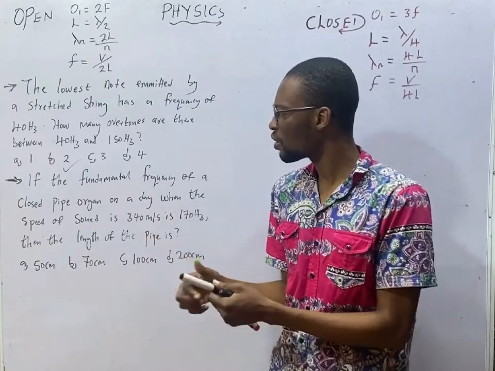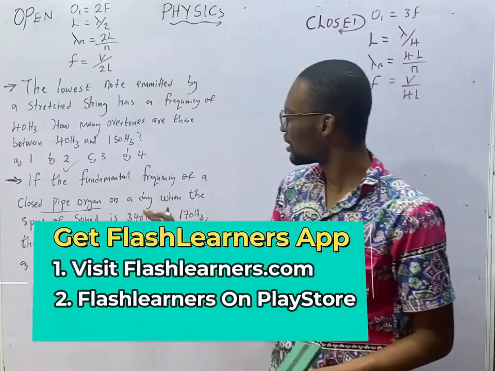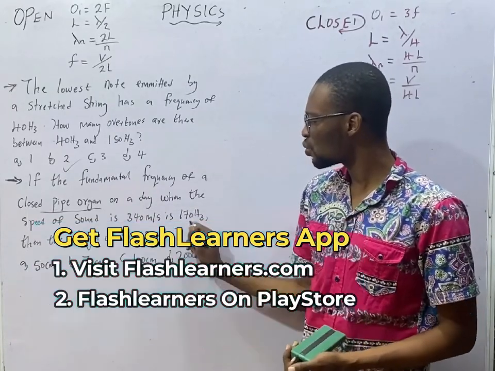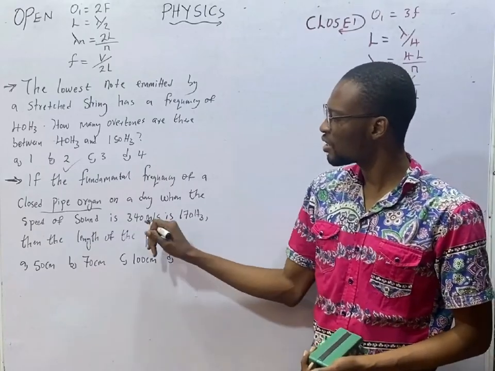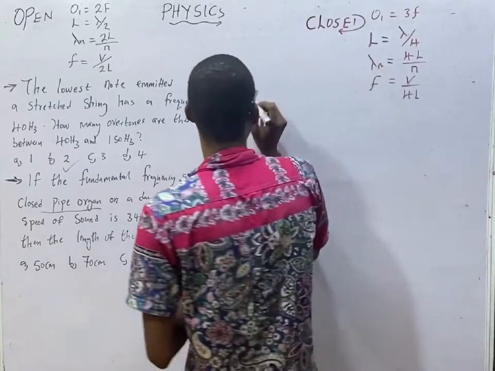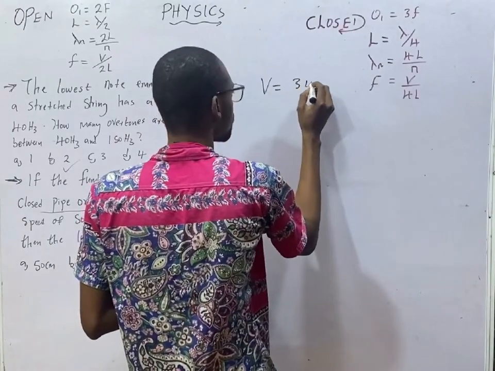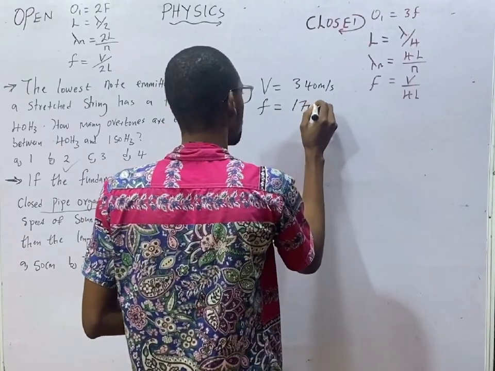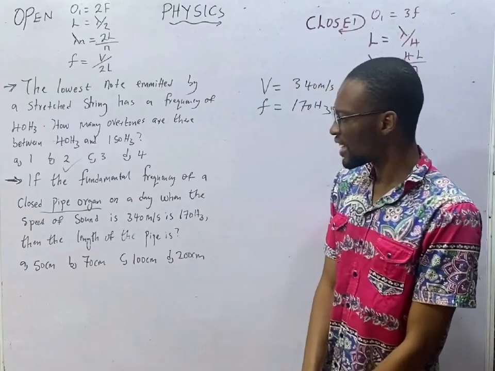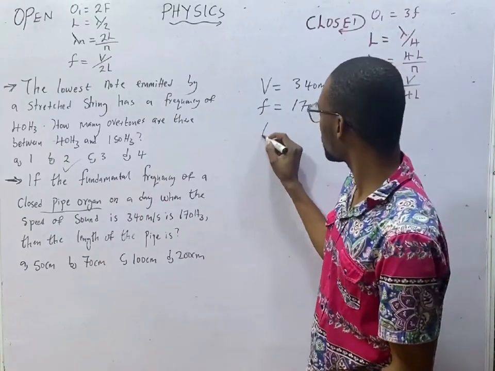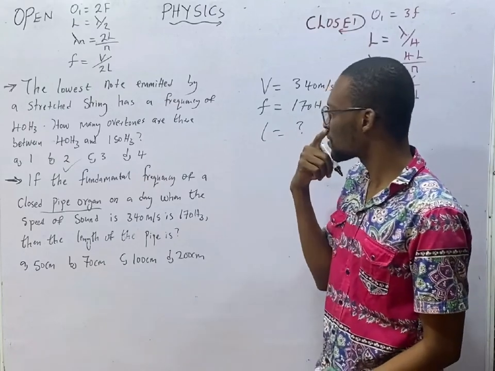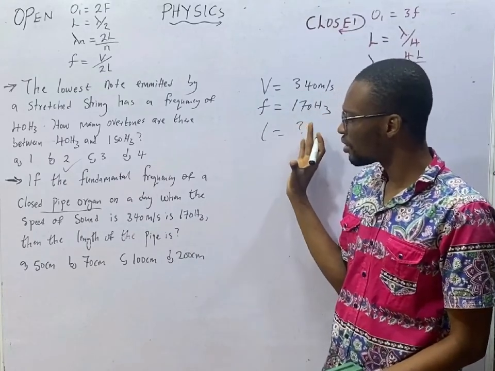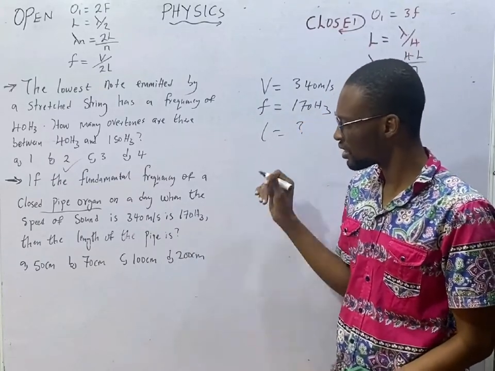And the last question for this episode. If the fundamental frequency of a closed pipe organ on a day when the speed of sound is 340 meters per second is 170 hertz, then the length of the pipe is? Hertz is frequency, meter per second is velocity. So V is 340 meters per second. Here F is 170 hertz. The length is the question. So the fundamental frequency of a closed pipe is given, the velocity is given, and we are asked to look for length.